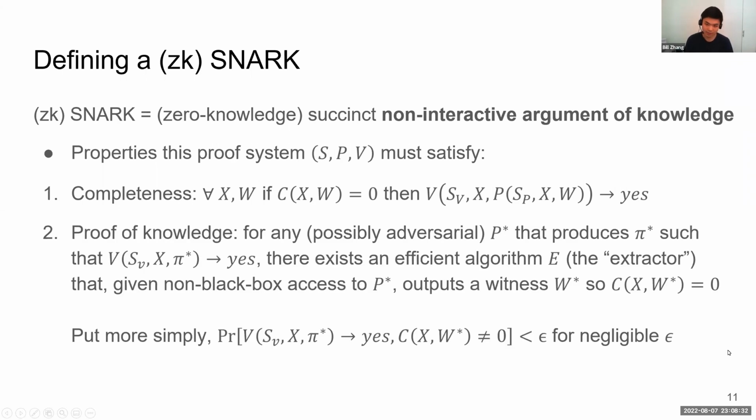The second property the proof system has to satisfy is proof of knowledge, which simply put is that if the prover does not know a witness and the prover tries to produce a proof, the probability that the verifier says yes to this fake proof has to be less than epsilon for some very, very small epsilon. So it's saying that the adversarial prover or a fake prover cannot convince the verifier that their proof is correct. So these 2 are basic properties.